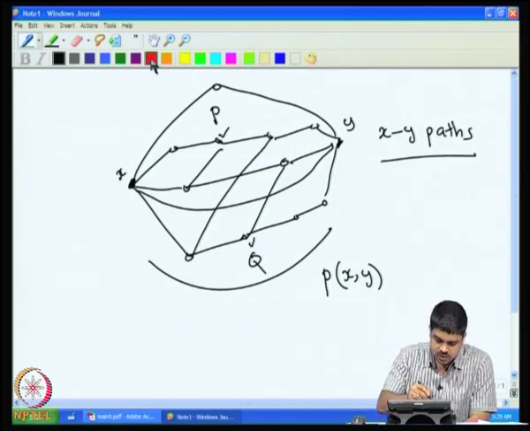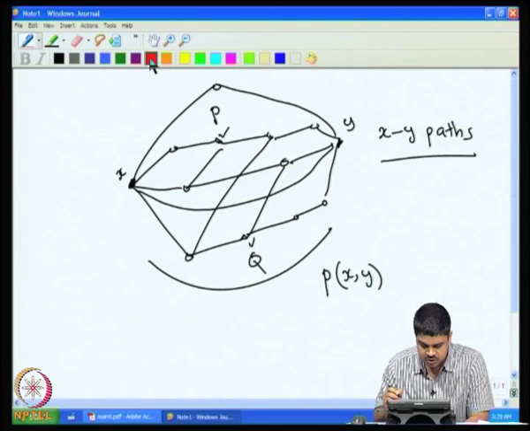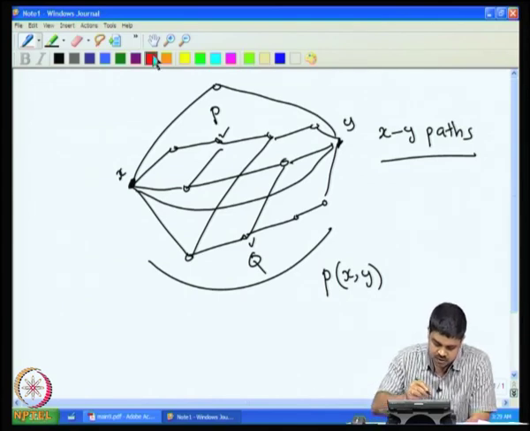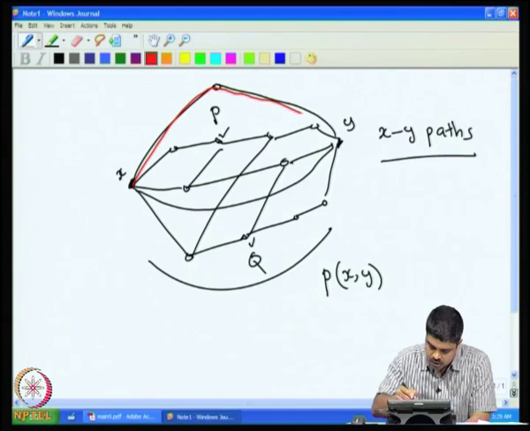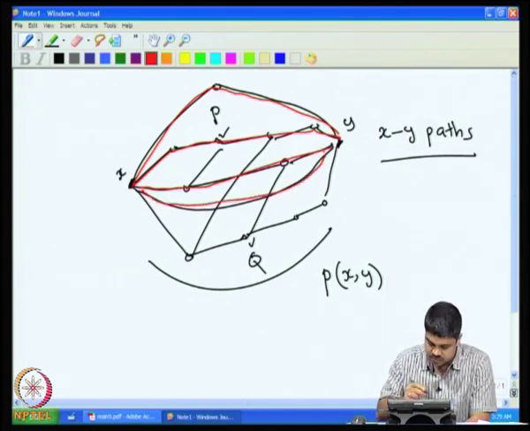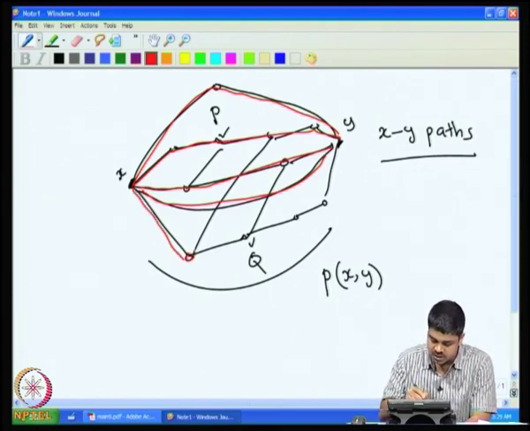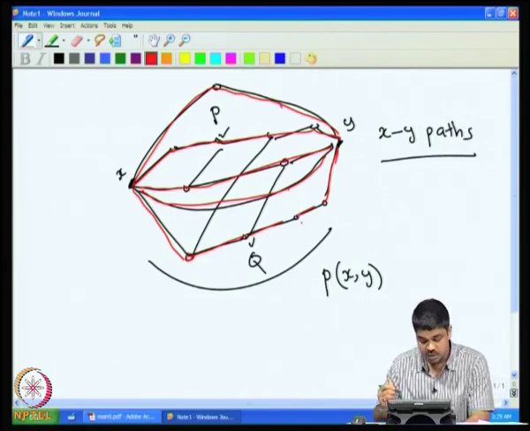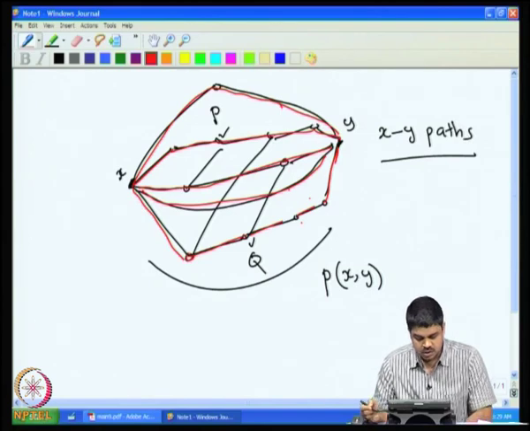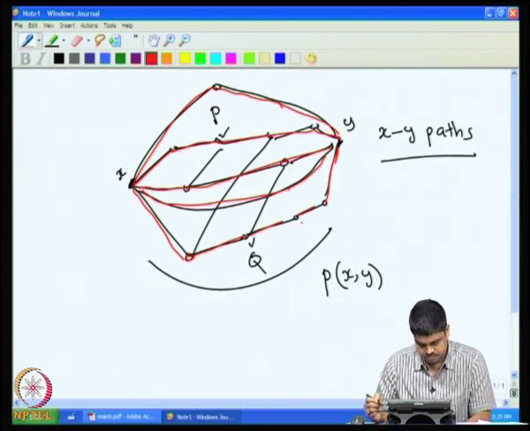It is possible that there are several paths, but if you are looking for internally vertex disjoint paths, I can take this one, then this one, and this one. I can take this edge itself, it is internally vertex disjoint with the other paths I have already selected, and this one. I got 1, 2, 3, 4, 5. I cannot take more than this. So, this is the local connectivity between x and y.